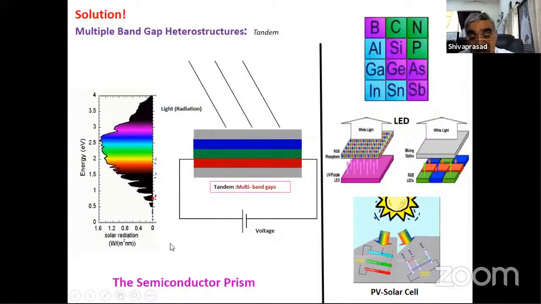That's why even the best silicon solar cells in the world are only about 15-16% efficient. They are not more than that. In fact, the commercial ones we use are less than that. They are even less than 10% efficient solar cells.